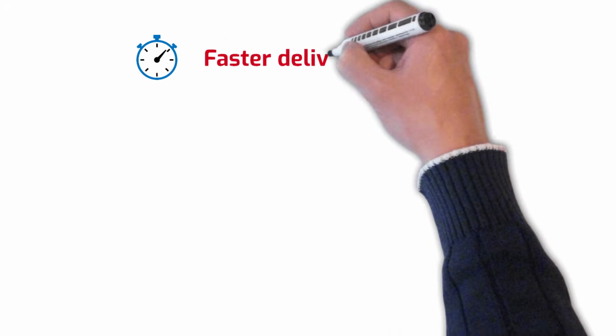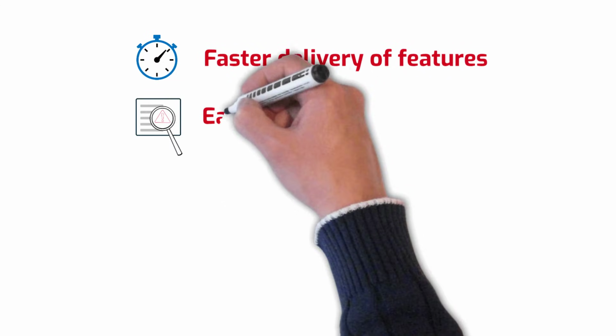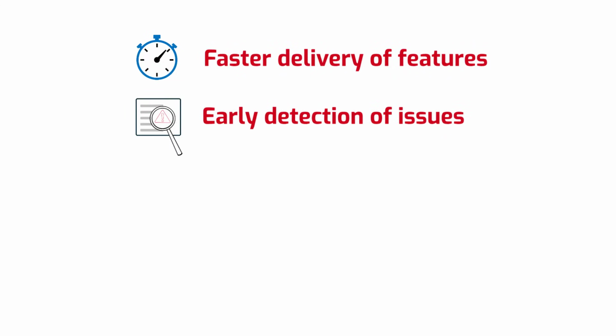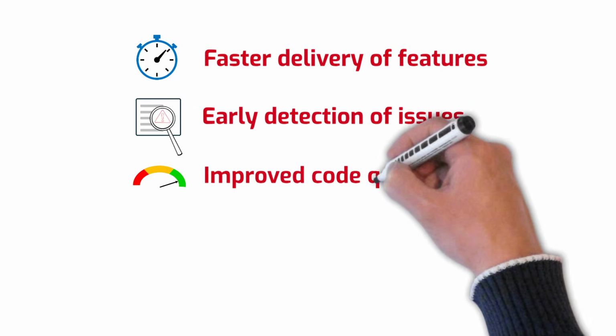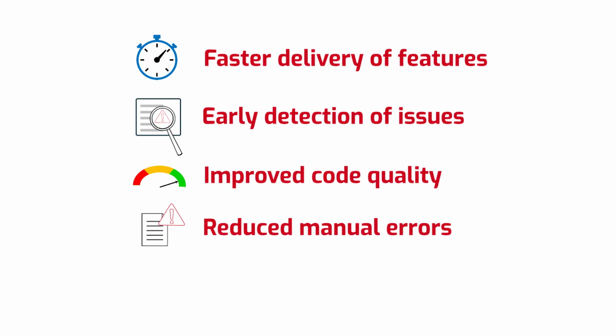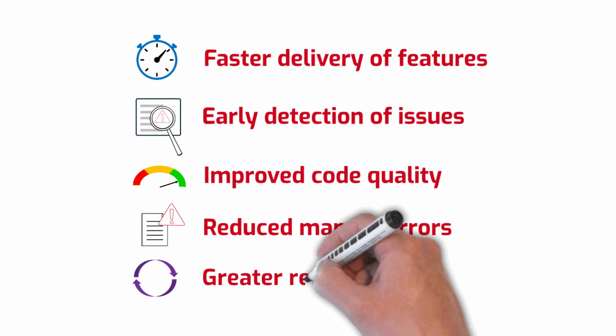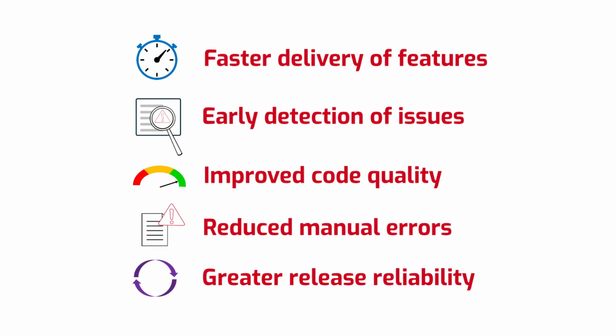And when you put CI and CD together, it enables faster delivery of features, helping teams release updates more frequently and respond to user needs quickly. It also allows for early detection of issues, since every code change is automatically tested and verified before reaching production. With consistent automation and testing, teams achieve improved code quality and reduced manual errors, minimizing risks during deployment. And ultimately, it ensures greater release reliability, giving both developers and users more confidence in every deployment.